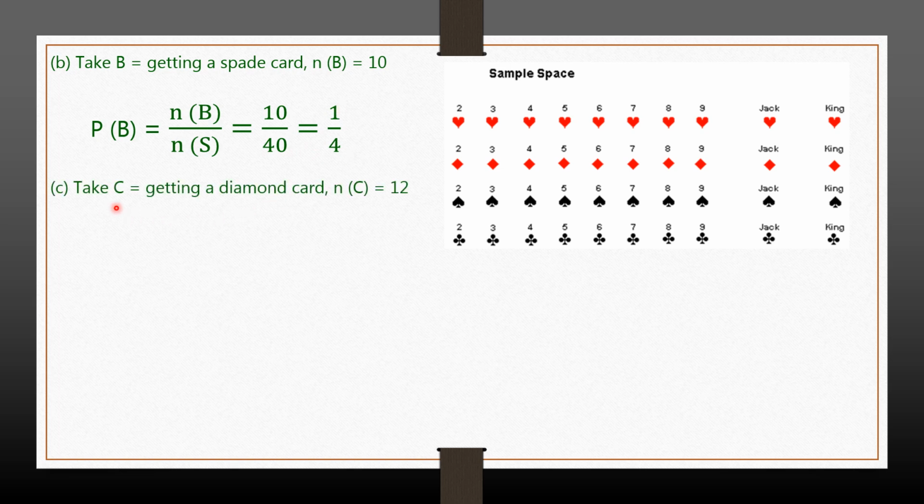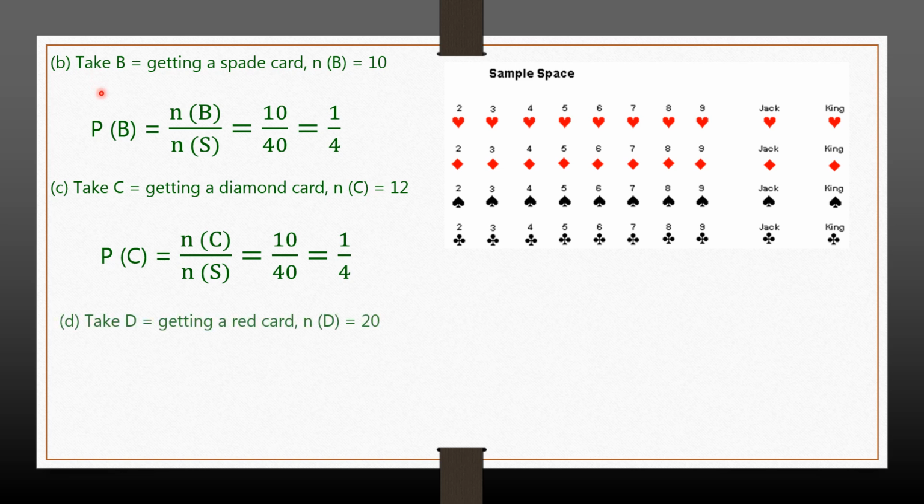The next event is getting a diamond card. Take C is equal to getting a diamond card. Now from the 40 cards, there are 10 diamond cards. These 10 cards are of diamond symbol. These 10 are called diamond cards. Only 10 cards are favorable to C, that's why P of C is n of C by n of S. That is 10 by 40, you will get 1 by 4. Something like the B problem.